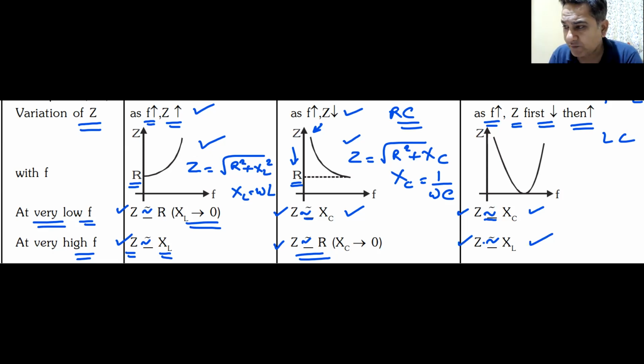I hope you have noted this down. The graphs. What is the graph of RC? The first one is the graph of RL or LR. The second one is RC. The third one is LC. I hope we have understood this. Remember these graphs. Straight away a question will come.